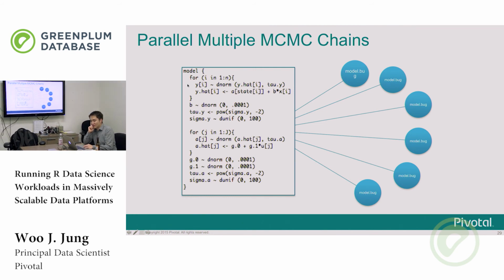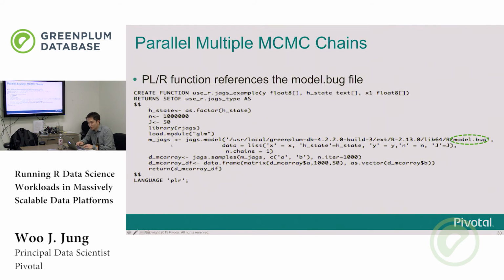This specifies the prior distributions and the likelihood functions we talked about in one of the previous slides. That defines the specific instances of the prior distribution that we'd want to incorporate for this analysis. This text file is then sent to all segments of the Greenplum database. When you create a PLR function that calls the RJAGs library, as we're doing here, RJAGs needs to find a model.bug file. This path is how we allow the PLR function to find that model.bug file for use in analysis.